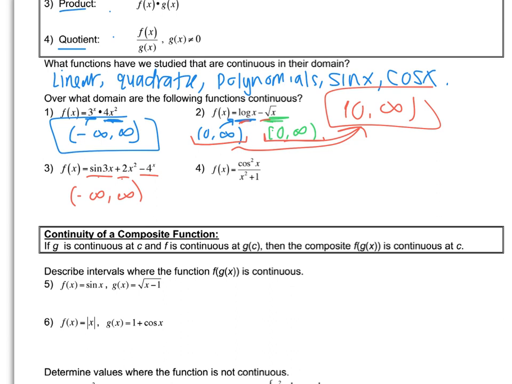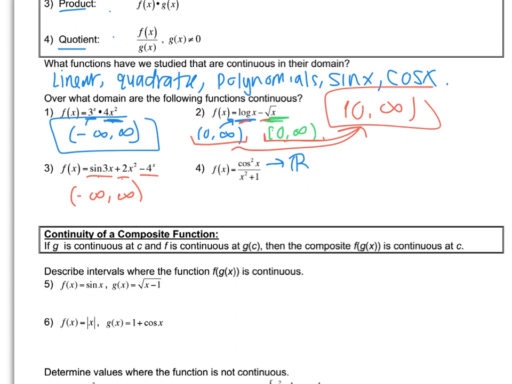And then lastly, we see cosine squared of x divided by x squared plus 1. So again, we want to break this into the two. Cosine squared of x, that is continuous. It's just the cosine function squared. You can take the cosine of any real number. So when you square that, again, it applies to all real numbers. So that has a domain of all real numbers.